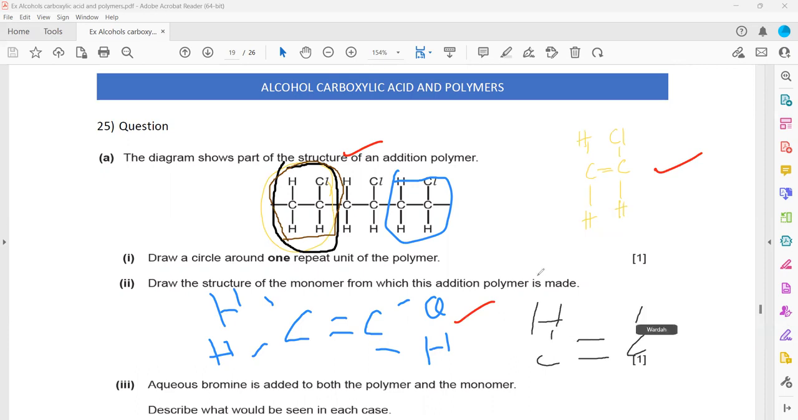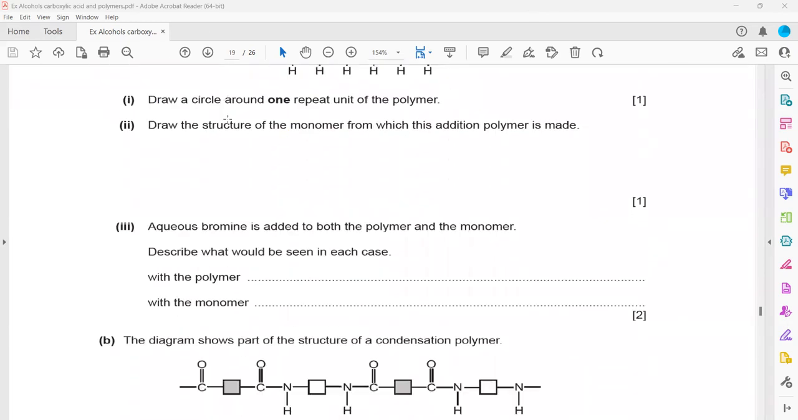Yeah, that's right. The monomer should have a double bond. There should be a double bond here. So just draw the same structure and place a double bond between the carbon atoms.